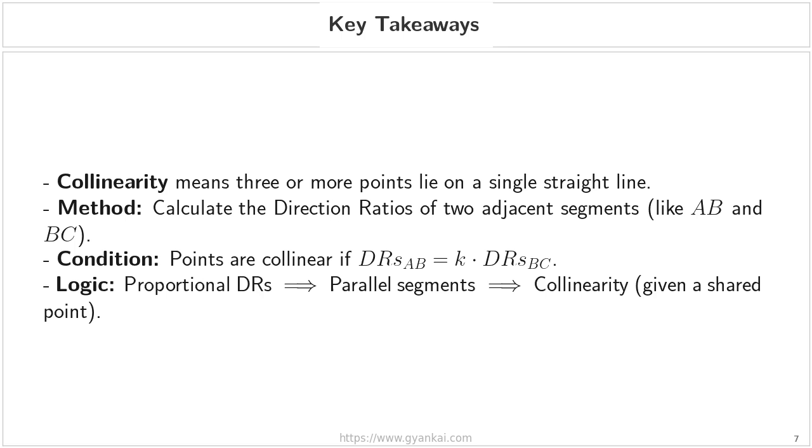Finally, let's summarize the underlying logic that makes this whole technique work. When we find that the direction ratios are proportional, it tells us that the 2 line segments are parallel. However, as we discussed in our earlier slides, parallelism alone isn't enough. It is the fact that these segments share a common point, in our case, point B, that completes the logic, proving that the points are indeed collinear.